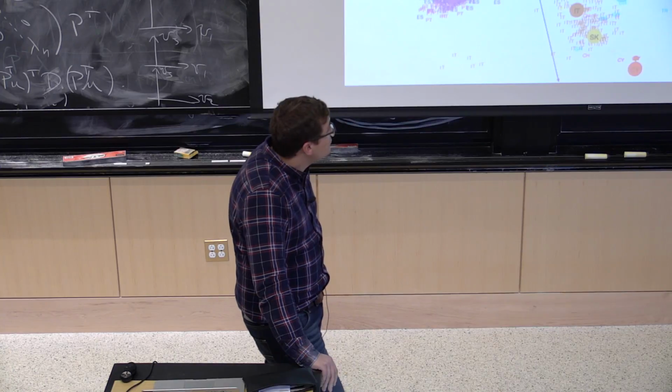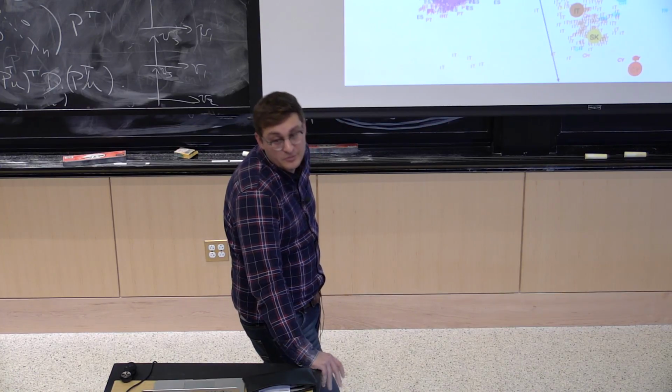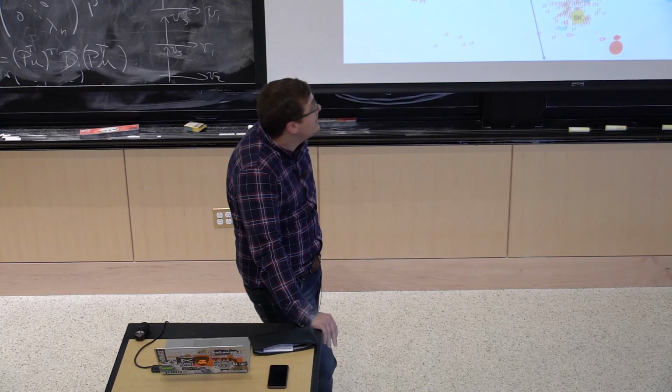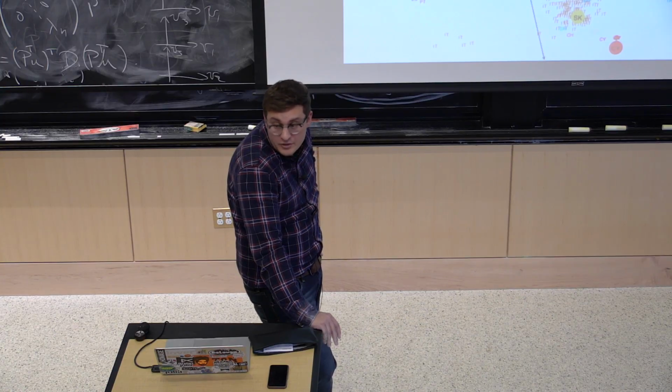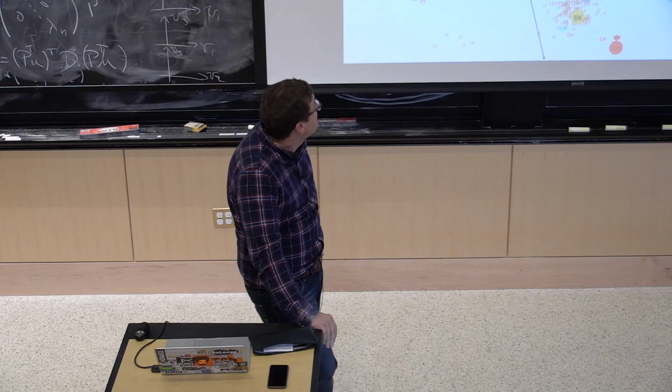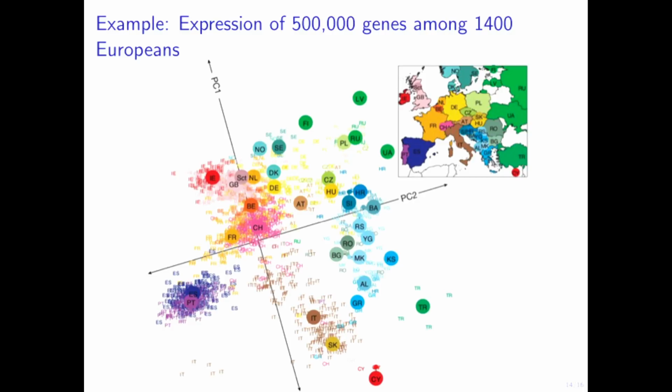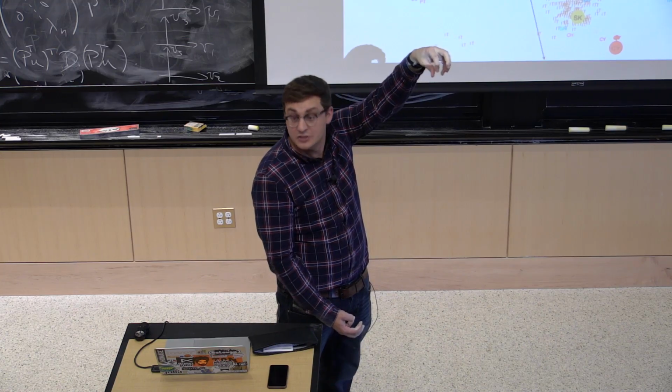So let's assume that this was a bunch of pre-processed data, which are gene expression levels, so 500,000 genes among 1,400 Europeans. So here I actually have fewer observations than I have dimensions. And that's when you use principal component regression most of the time, so it doesn't stop you. So there are 1,400 points here, and each person has a vector of 500,000 genes attached to them.